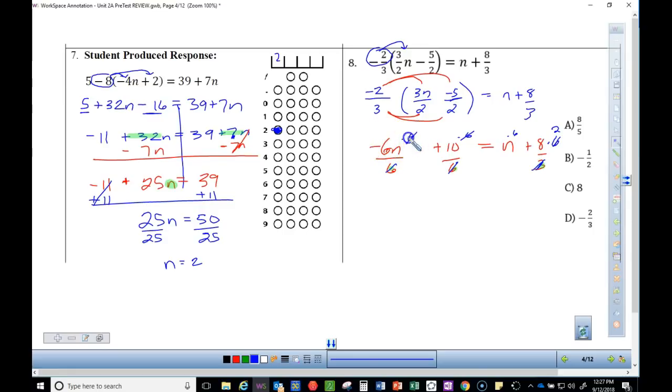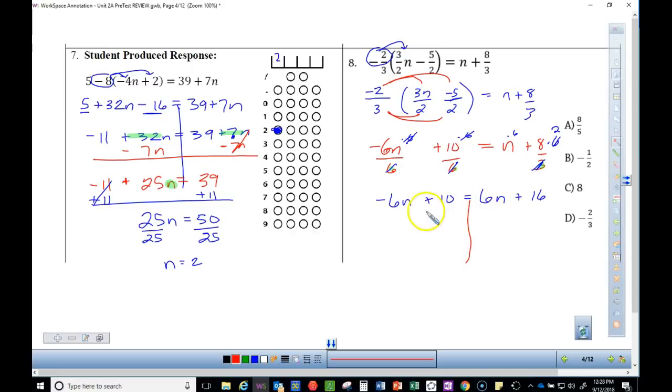So negative 6 times 1, because that one goes in once, will just be negative 6n. 10 times 1 will just be positive 10. 6 times n means this will be 6n. And then 8 times 2 will give us positive 16. And then we don't have any more fractions, so that's great.